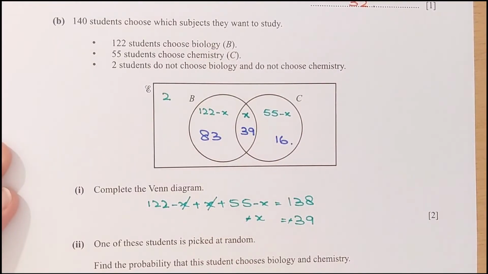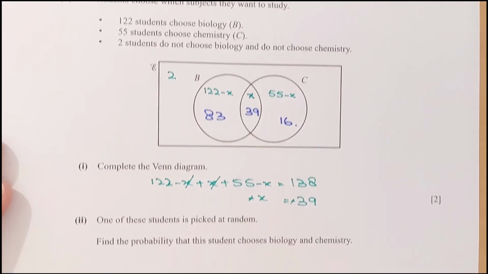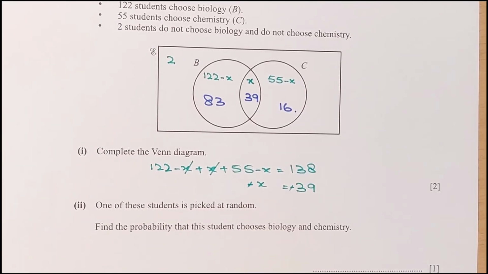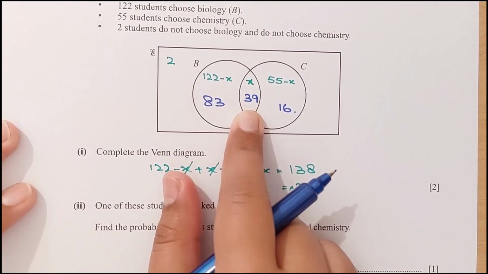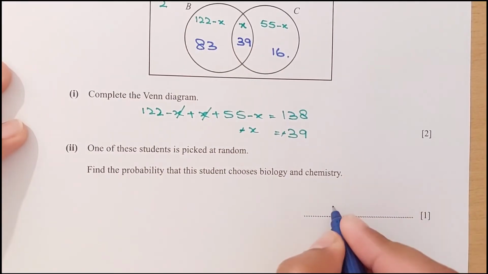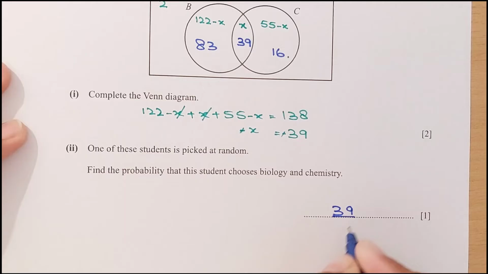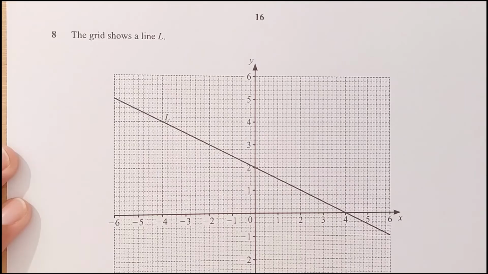Okay, now we have completed the Venn diagram. Now for the second part, one of these students is picked at random. Find the probability that this student chooses biology and chemistry both, the intersection, that is 39 out of the total students. So 39 students choose both subjects, divided by the total, that is 140 students. So that is the probability.